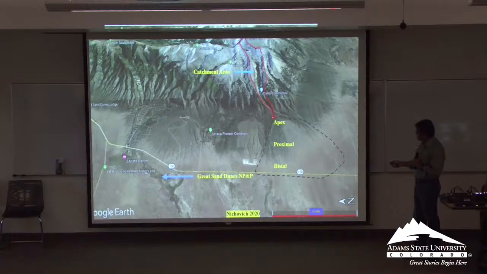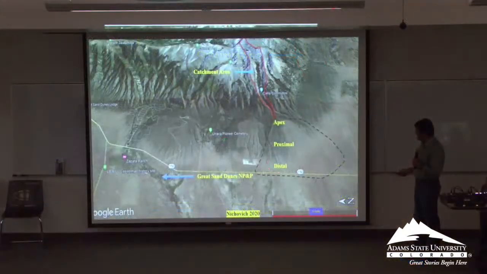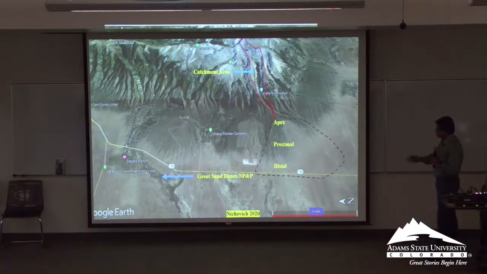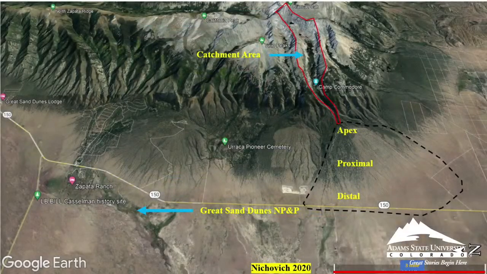And we've got the apex of the fan, that's the topmost part of the fan, the proximal and the distal end. So you go from bouldery to sandy sediments as you go from the top to the bottom. A few things to note here as we go forward. You'll notice that every one of these fans has a lot of channels that are coming out of the top of the fan.